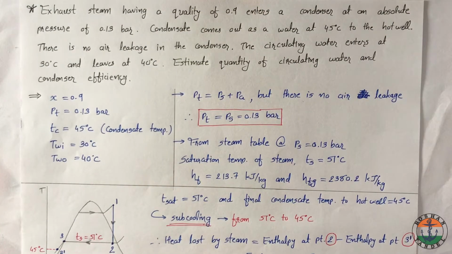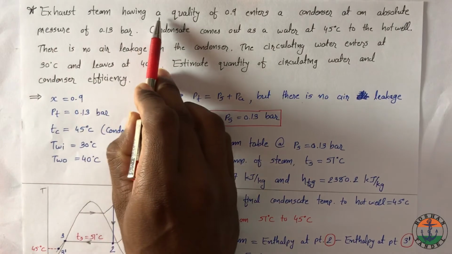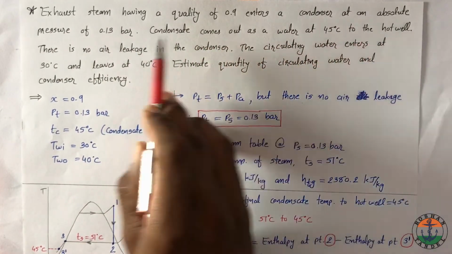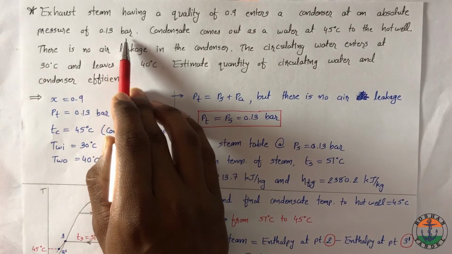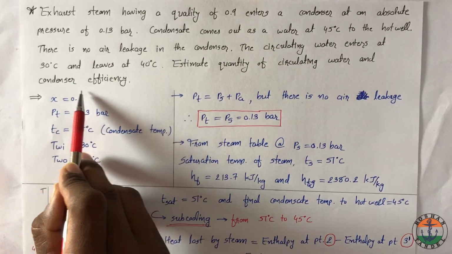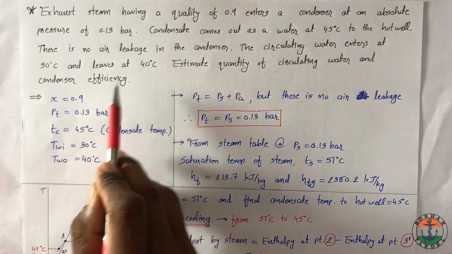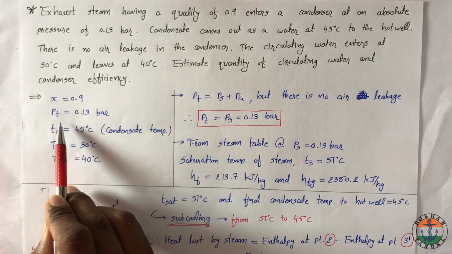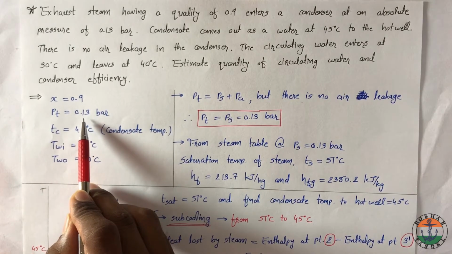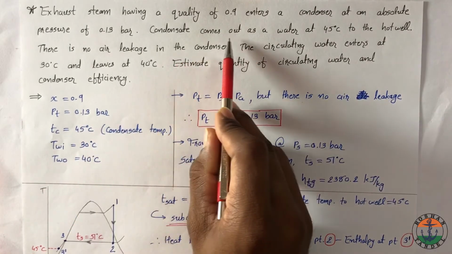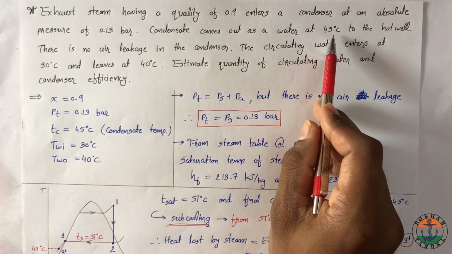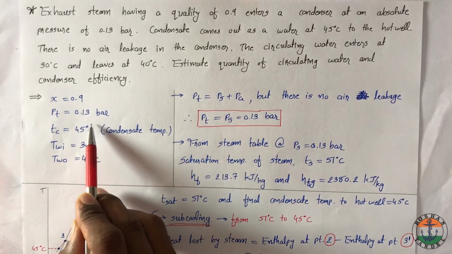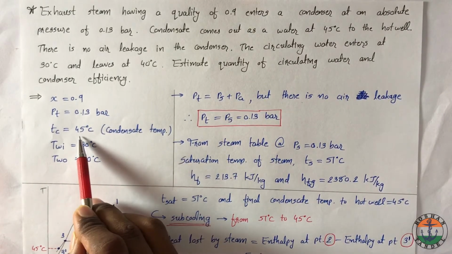Second example, exhaust steam having a quality of 0.9 enters a condenser at an absolute pressure of 0.13 bar. X is the dryness fraction, which is equal to quality of the steam, 0.9. Absolute pressure, PT, is given as 0.13 bar. Condensate comes out as a water at 45 degrees Celsius to the hot well. Final condensate temperature Tc is given 45 degrees Celsius.